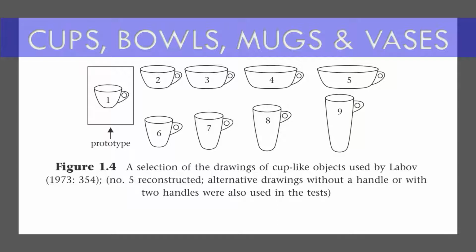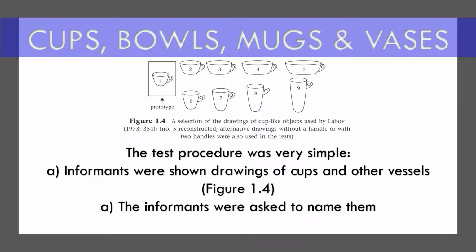So, Labov carried out several experiments with pictures similar to these ones. The experiment followed as it is explained here. First, informants were shown drawings of cups and other vessels similar to the ones that you can see above, and then the informants were asked to name them.